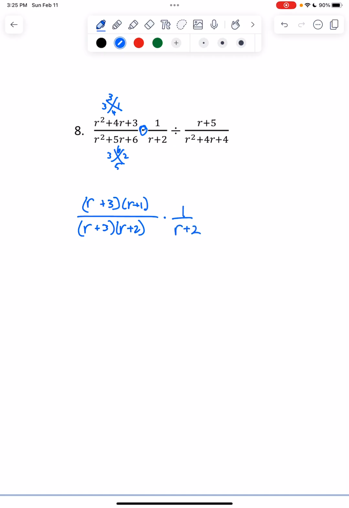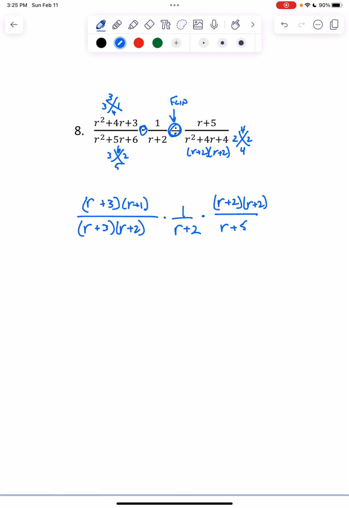Okay, and then we've got this guy, so factor multiplies to 4 adds to 4 would be a 2 and a 2. So r plus 2, r plus 2. But we've got division here. So we got to flip, right? So change it to multiplication, keep the stuff in front, change the multiplication, and then flip so that r plus 5 becomes the bottom. And we got r plus 2 on the top now.